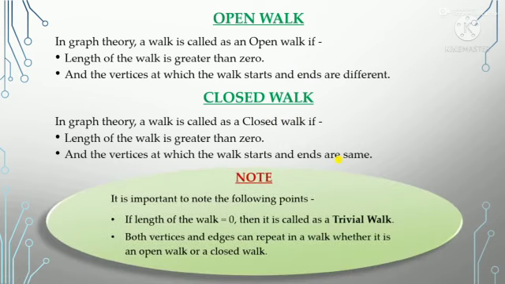One note here. You have to remember these points. If the length of the walk is 0, then it is called a trivial walk. Here we say the length of the walk is greater than 0 for open and closed walks. And both vertices and edges can repeat in a walk, whether it is an open walk or a closed walk. So in a walk we can repeat any edges or vertices, there is no issue. That is called a walk.